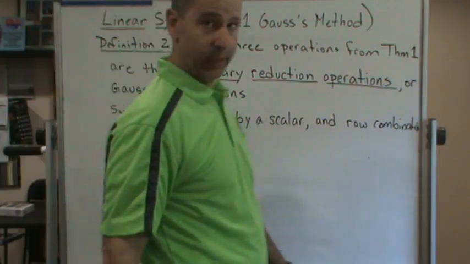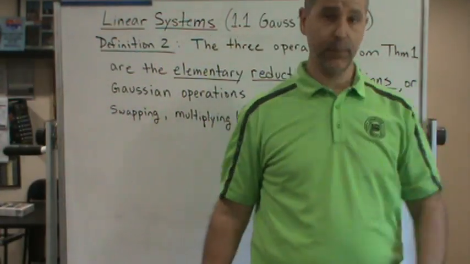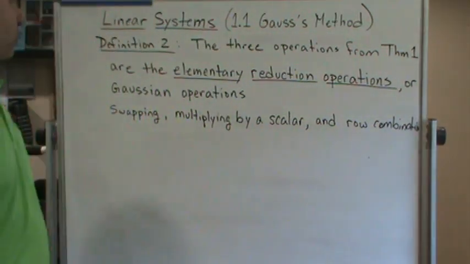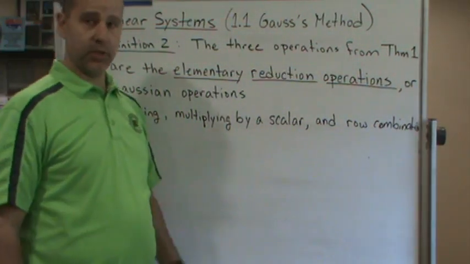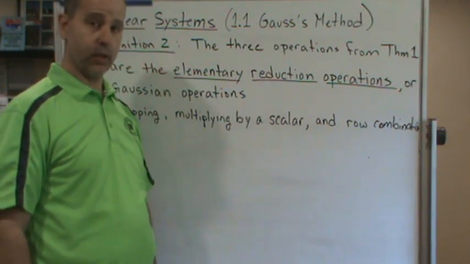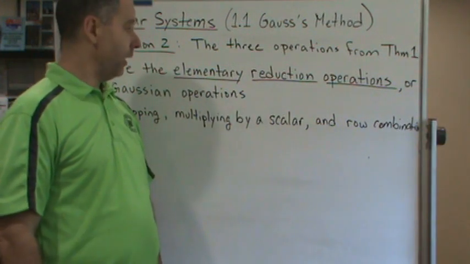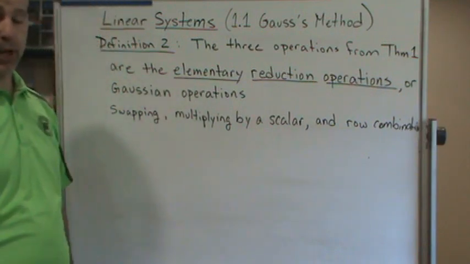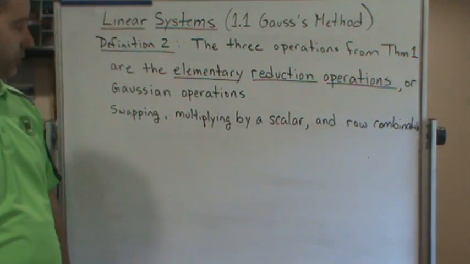Okay, welcome back everybody. So let's go over another definition. Definition 2: these three operations from Theorem 1, when we introduced Gauss's method, are what we call elementary reduction operations or Gaussian operations.